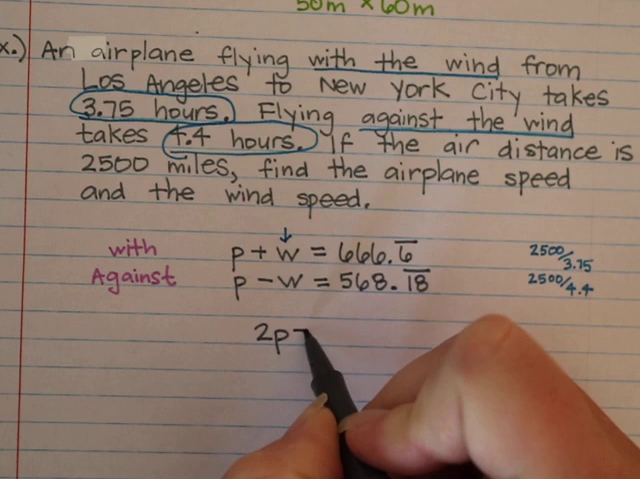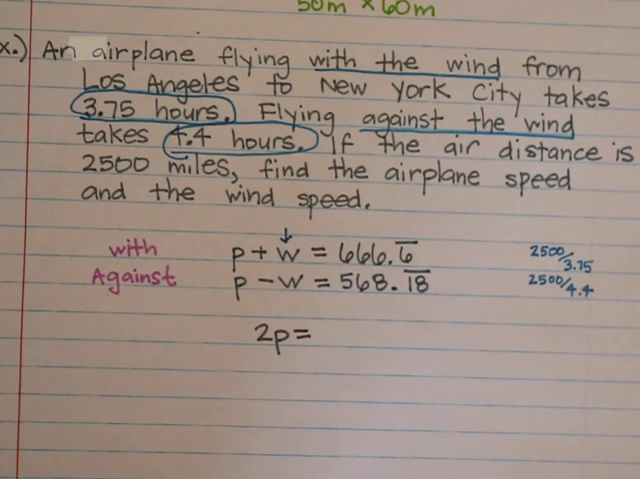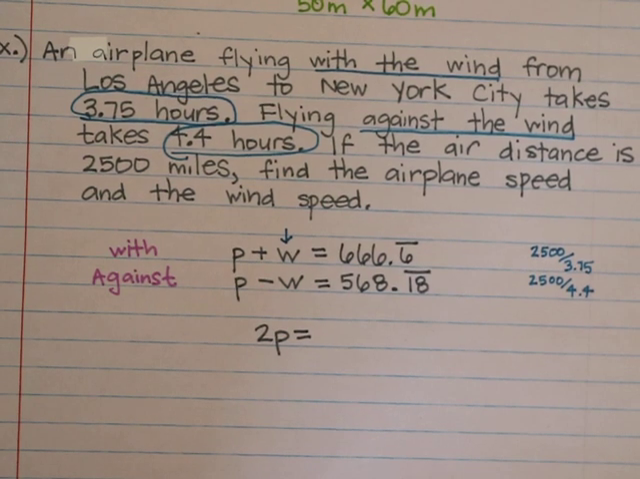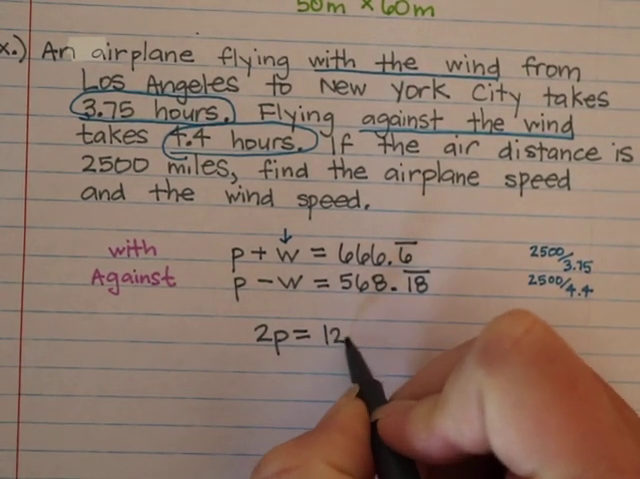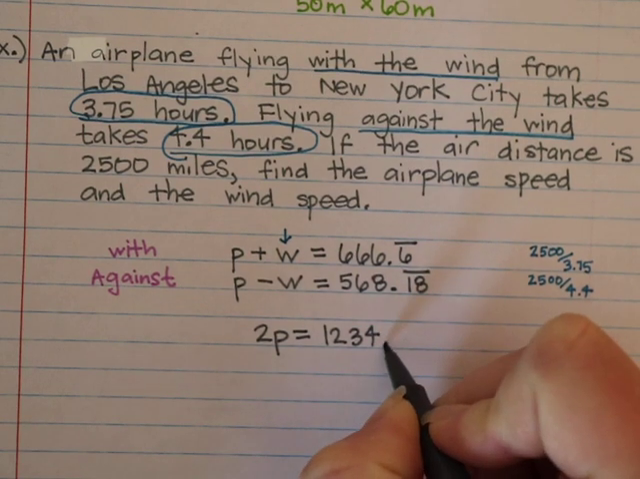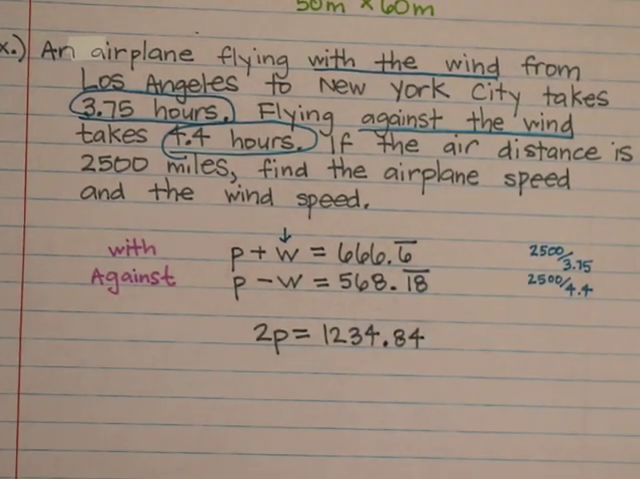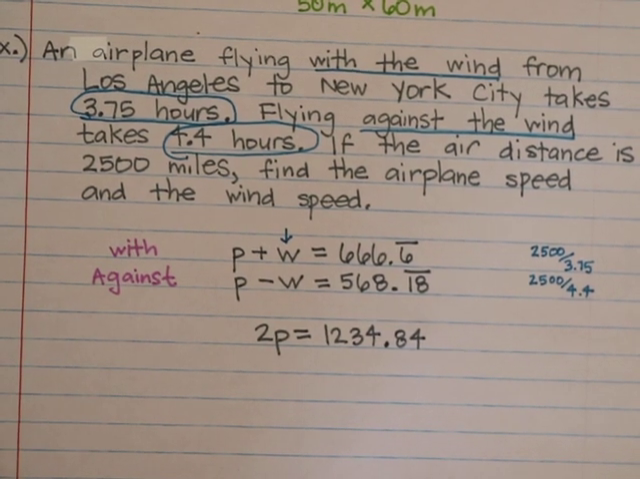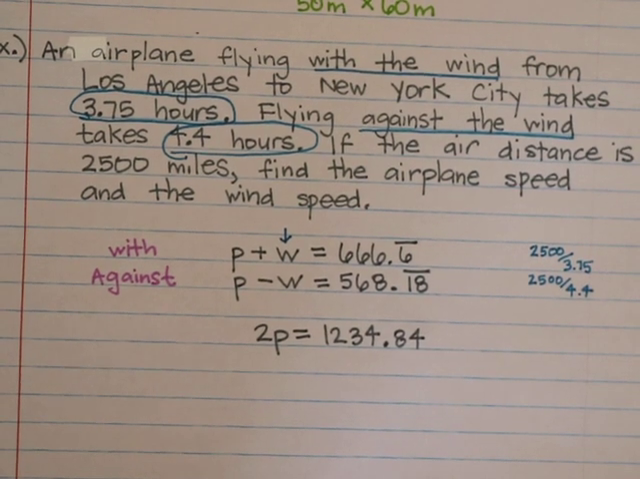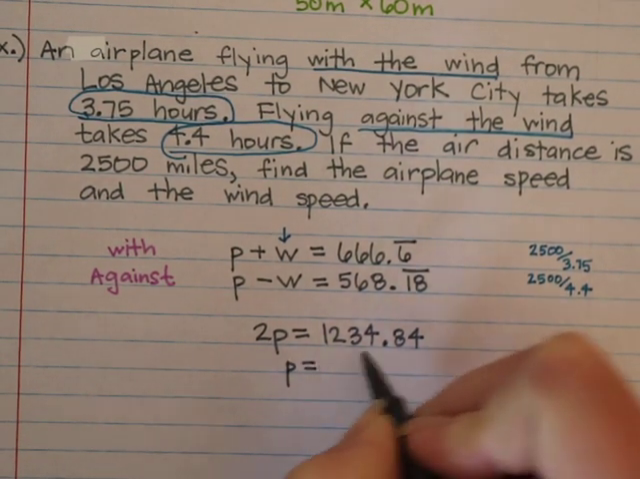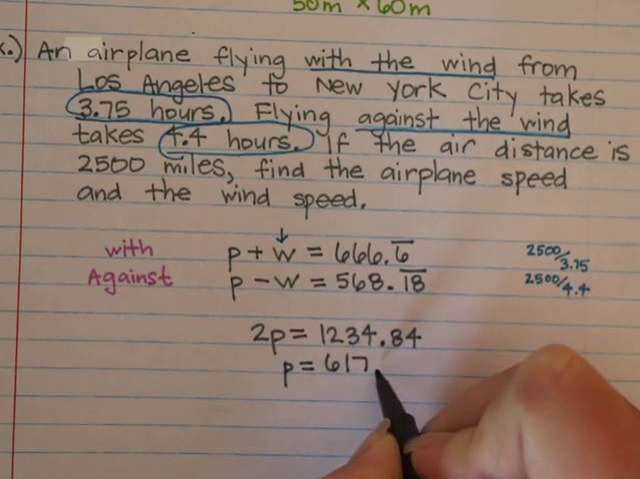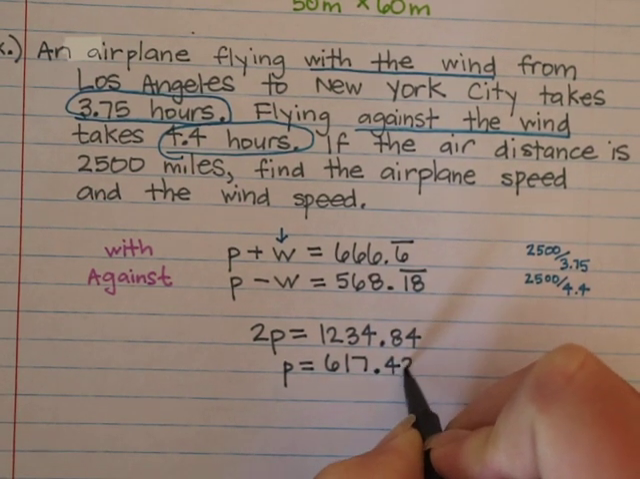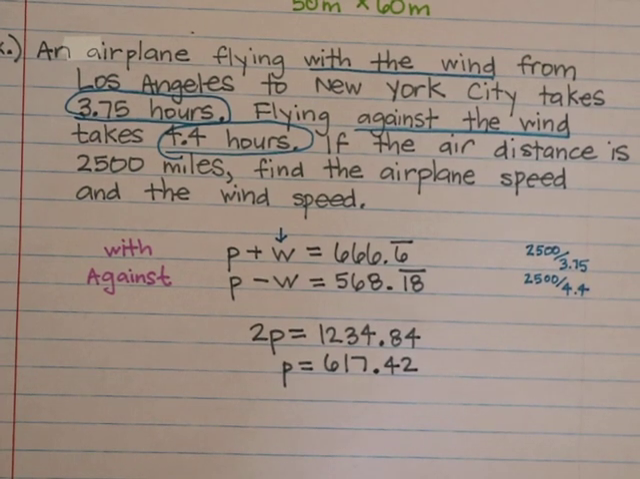2p equals approximately, okay. Again, that 8.4 is technically repeating, but we're getting to the point now where we can start rounding. Divided by 2. So the speed of the plane is 617.42 miles per hour. Okay?